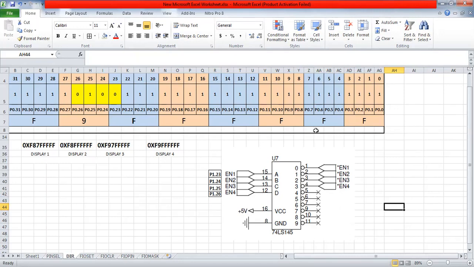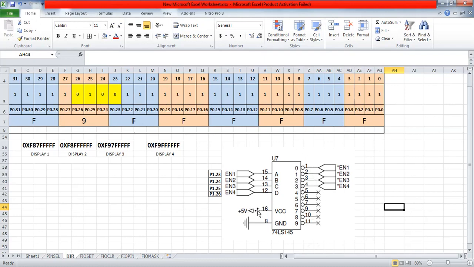Now let us look into the values that are supposed to be written via the FIO pin register to select a particular display among the 4. Since we are using a BCD to decimal decoder and the output of the decoder is active low, if you give 0, 0, 0, 0 as an input, then the 0th line of the output will be activated. That means the output across the 0th line becomes 0, whereas the rest of the output lines become 1. Look at the outputs enable 1, 2, 3, 4, which are connected to the 0th line, first line, second line and third line of the output of the decoder.